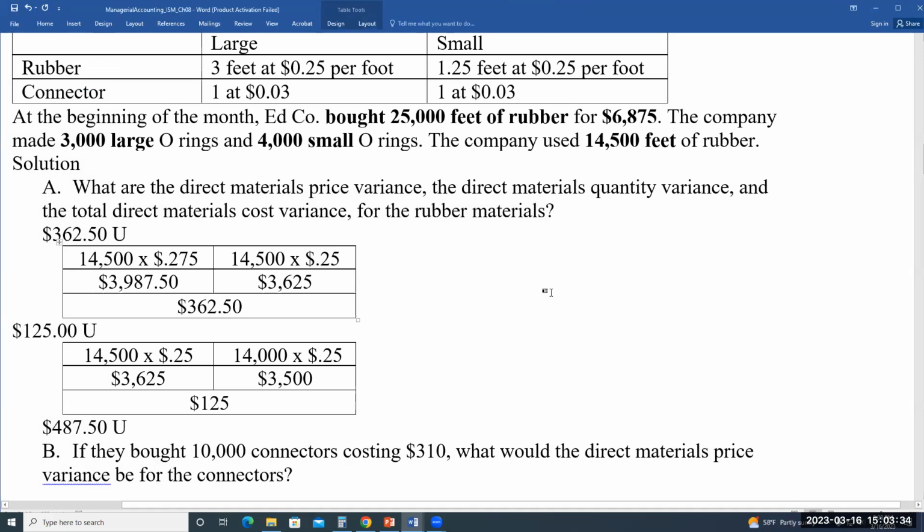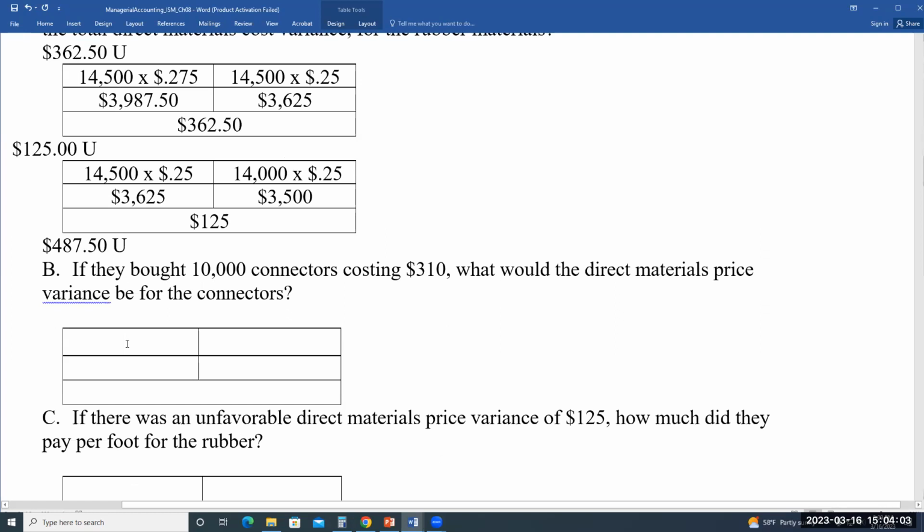Okay. I hope it's starting to make some sense to you. I know it's a tough chapter. Any questions on this part A? All right, let's go to part B. If they bought 10,000 connectors, that's the other material here, and they cost $310, what would be the direct materials price variance? So again, that's the first formula.